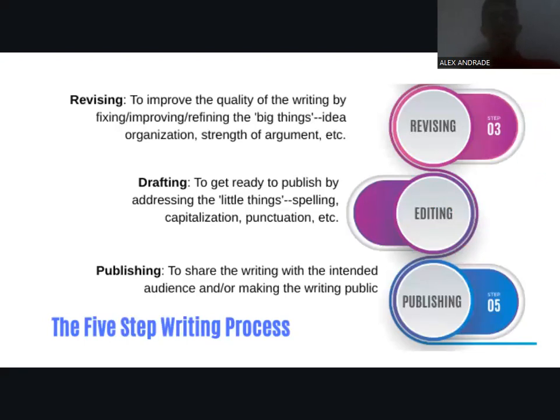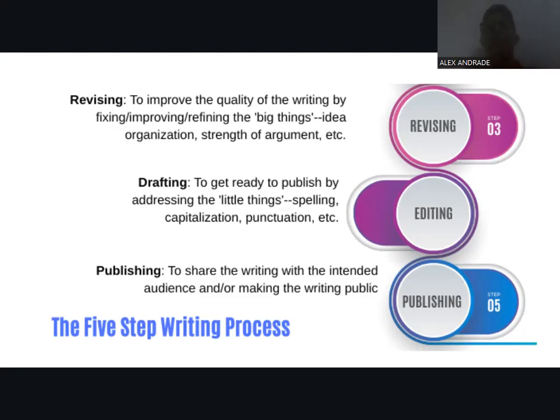Then, really important that we revise, okay? Because we are going to improve the quality of the writing by fixing, improving, and refining. Okay, there are three things. Fixing, arreglando, improving, mejorando, y refining, redefiniendo. And the big ideas, for example, organization, strength of the argument, etc.